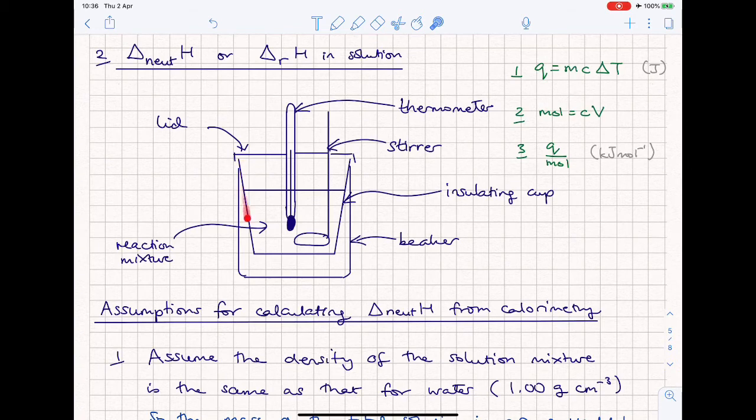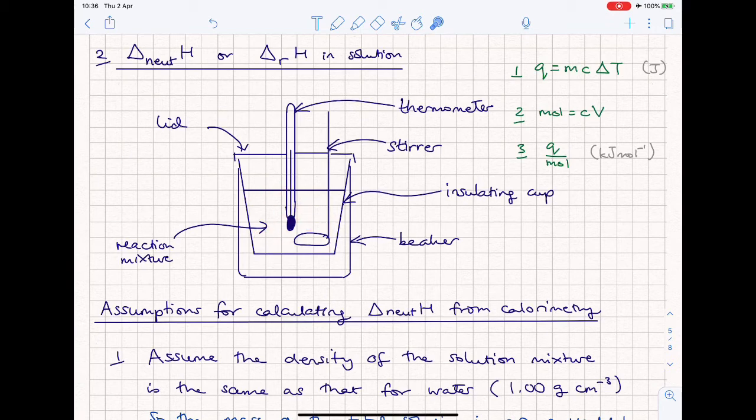Some people use 2 cups inserted into one another to give doubled insulation, and then you place the cup into a beaker to make it a bit more stable on a bench so it doesn't topple over. We have a lid again to reduce heat loss, and a stirrer to ensure that the heat is distributed evenly in the reaction mixture. This time we're not producing heat in the reaction and then transferring it into another substance like water to heat it. This time we're measuring the reaction mixture itself directly, and the heat produced by the reaction is going into the mixture itself.